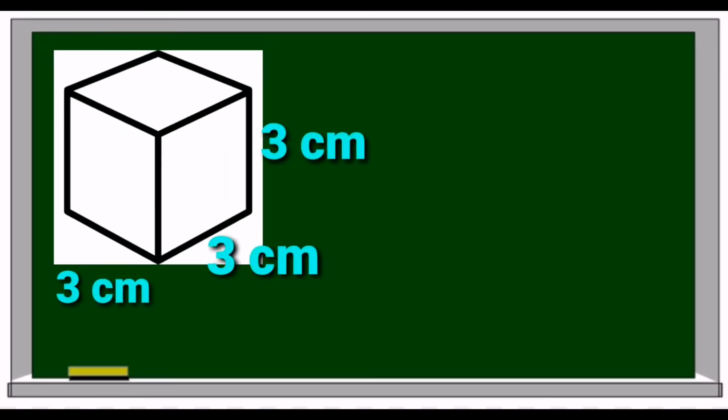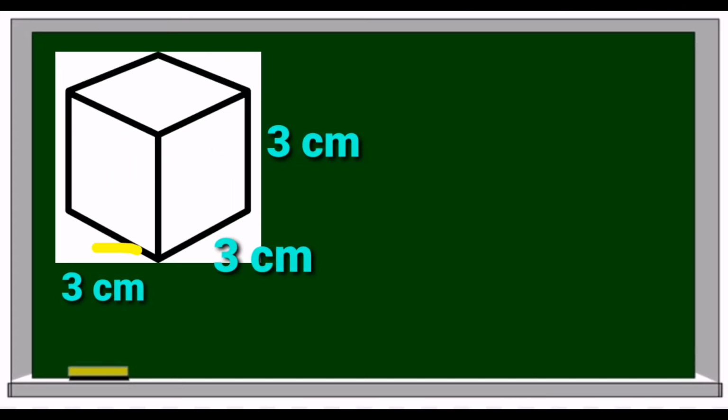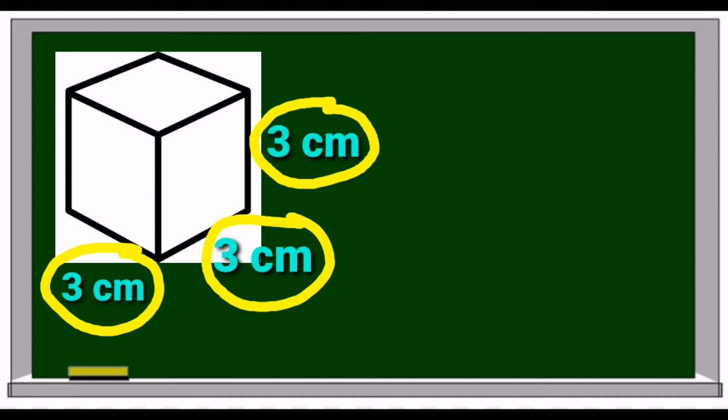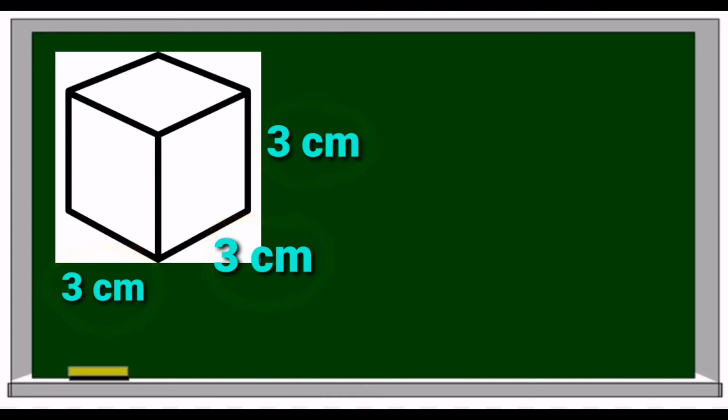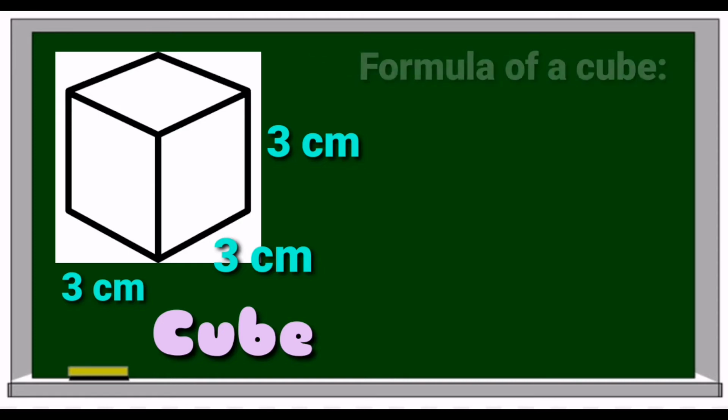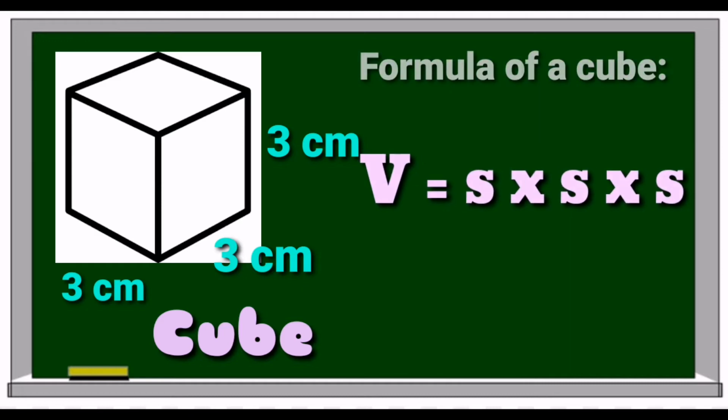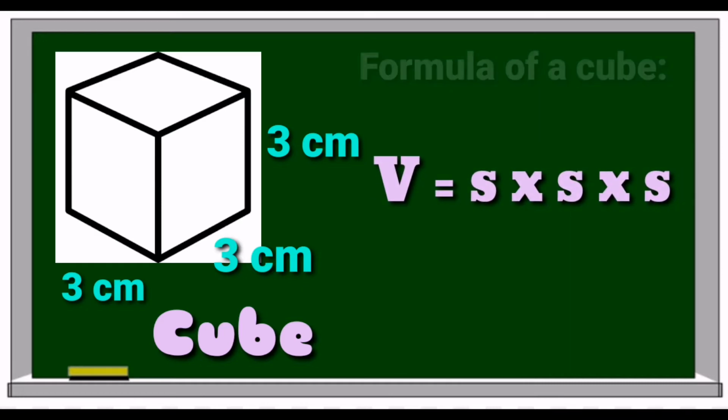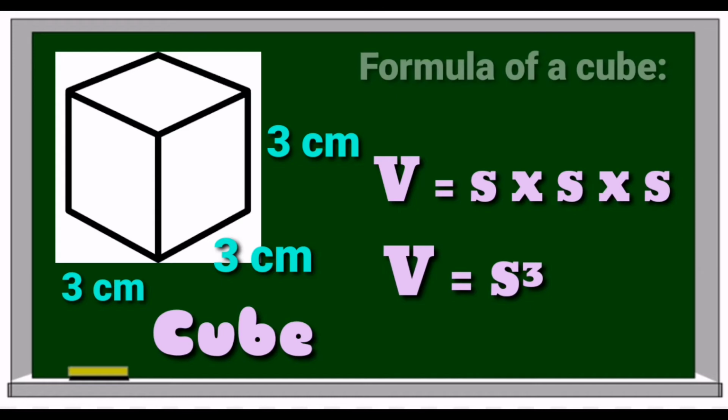Let us study the next figure. Are the length, width, and height the same in measurement? Yes. What kind of solid figure is it? Correct. Cube. What is the volume of the cube? To find the volume of a cube, use the formula V equals S times S times S, or V equals S cubed, or volume equals side times side times side.